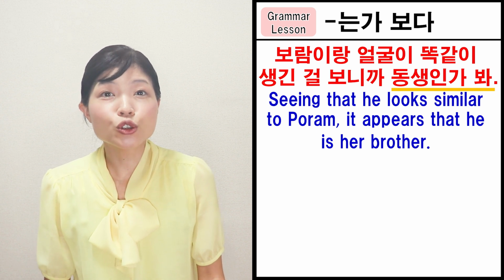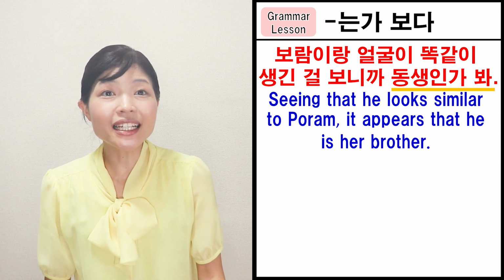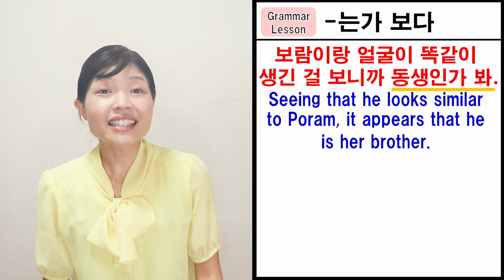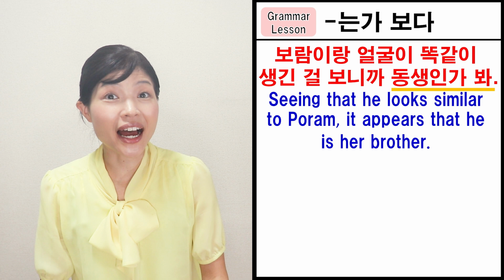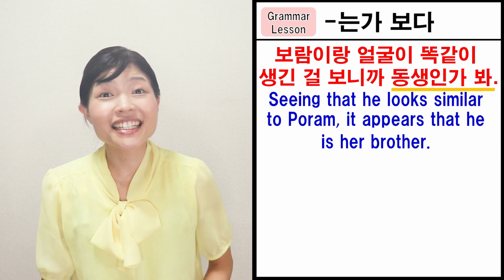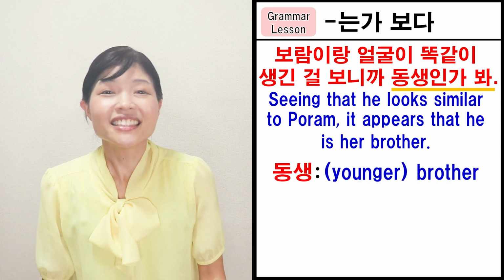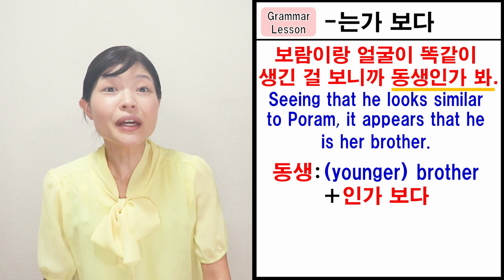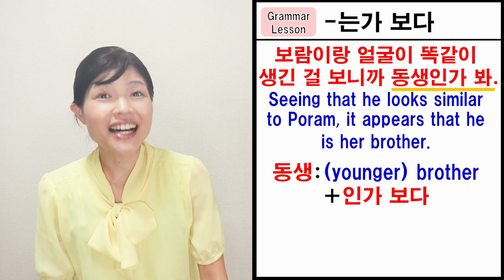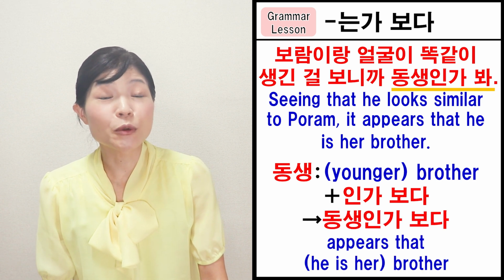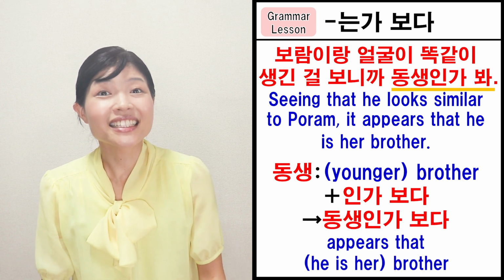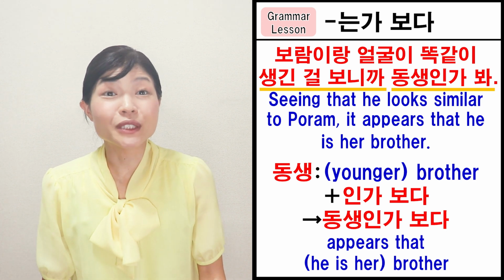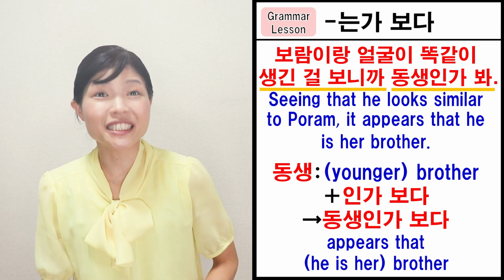보람이랑 얼굴이 똑같이 생긴 걸 보니까 동생인가 봐. Seeing that he looks similar to 보람, it appears that he is her brother. Here, since 동생, younger brother, is a noun, you will attach 인가 보다 to say 동생인가 보다. Appears that he is her brother. As you can see, 생긴 걸 보니까 is also stating the reason.